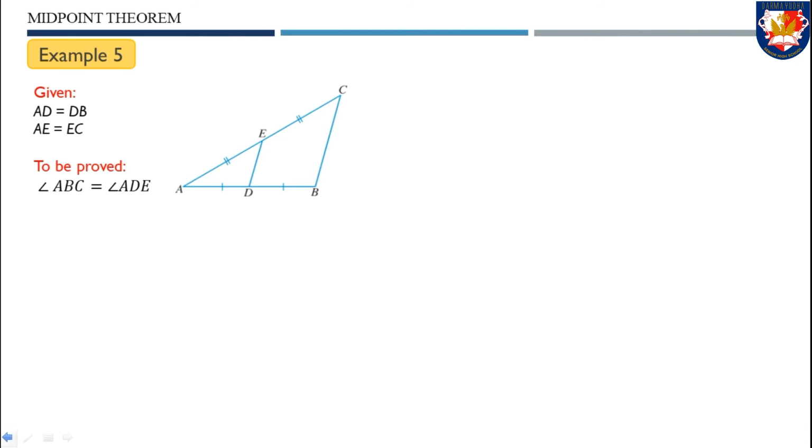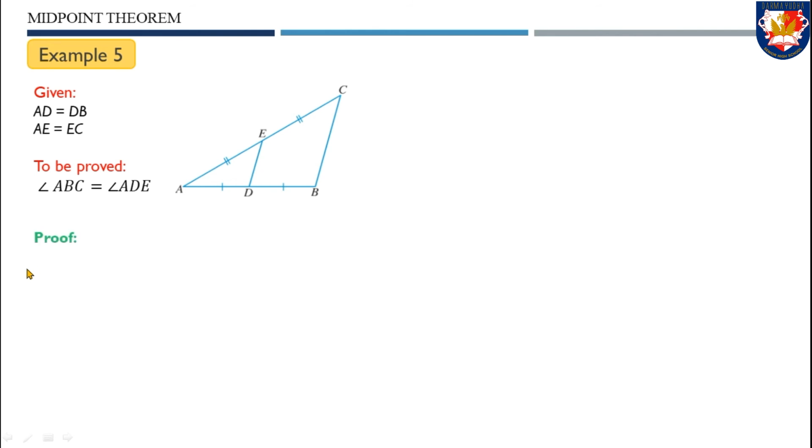Before we begin our proof, let's rewrite all the information. In the question, it is given that D is the midpoint of AB. Therefore, AD equals DB. And E is the midpoint of AC. Therefore, AE equals EC. Something to be proved in the question is angle ABC equals angle ADE. And how do we prove it?